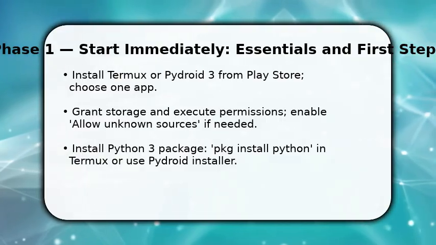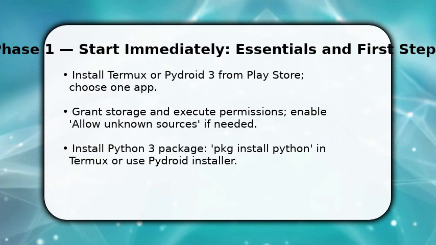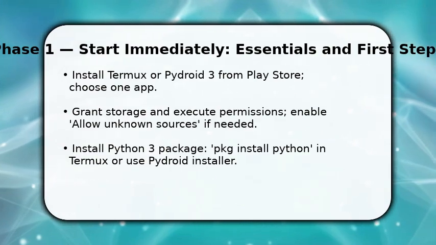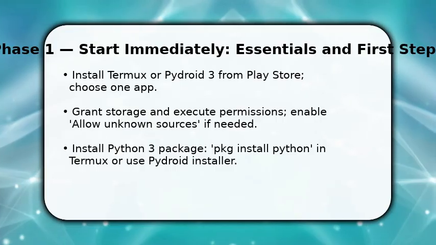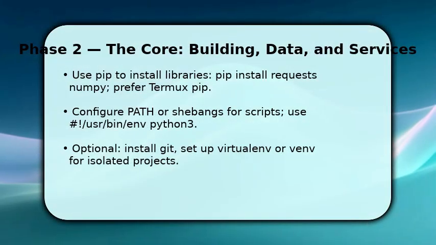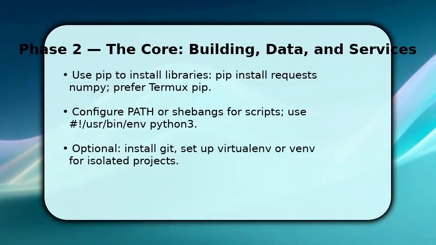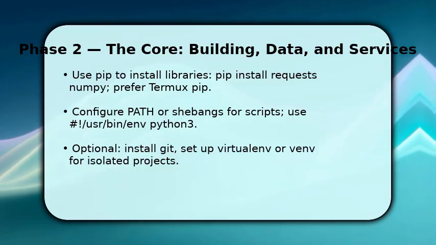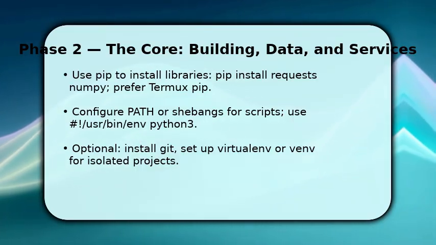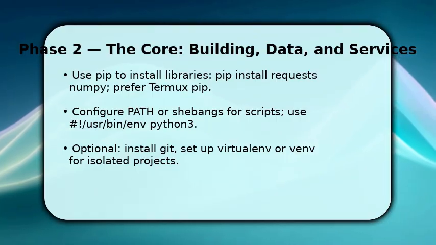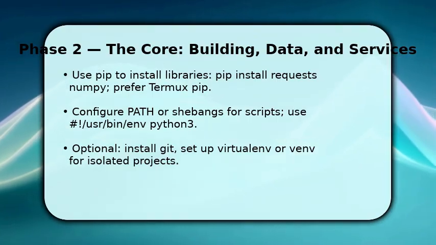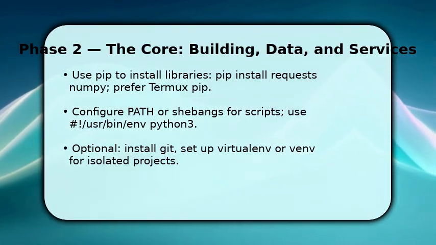Also create a working folder in shared storage, so you can edit files with a text editor, and confirm Python runs with python --version. You now install the tools and libraries your code needs, so use pip install for modules like requests or numpy. Termux pip integrates best with system Python. Once packages are added, create a virtual environment with python -m venv env, activate it, and install dependencies there to avoid conflicts.